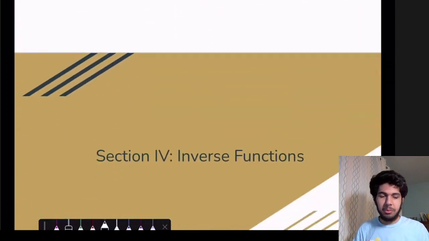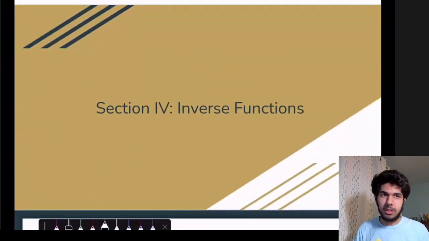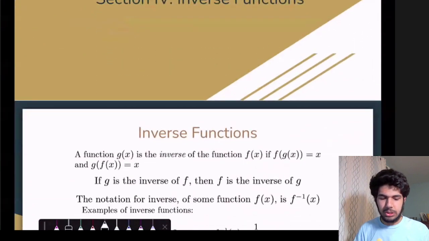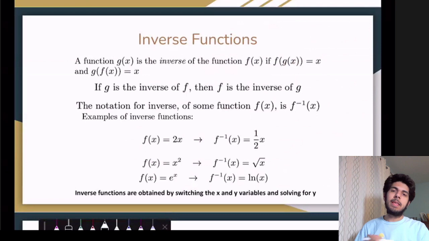But before we do that, we have to talk about what inverse functions are. You may be familiar with inverse trig functions, and that would be a great foreshadowing of what we'll be doing later on in this video. Before we get to that, we should have a strong understanding of inverse functions. So let's take a look at what inverse functions are.